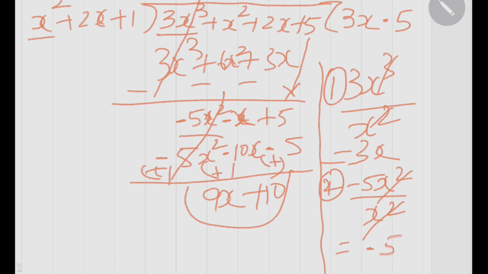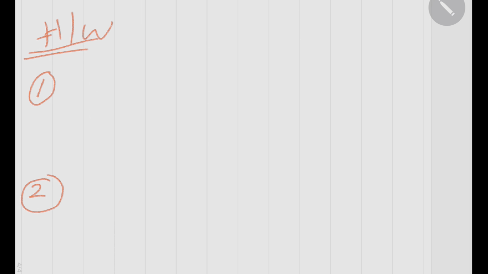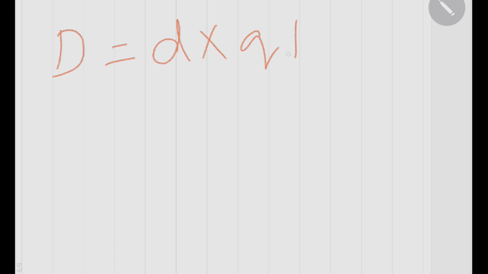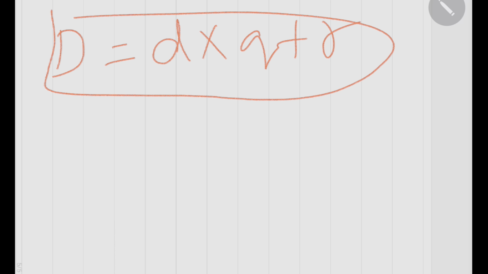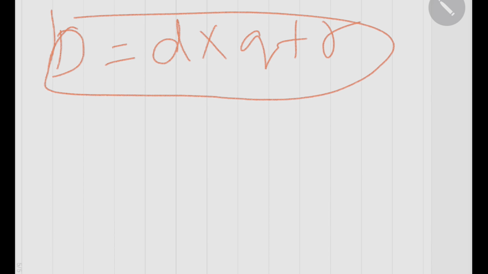Now you know division: dividend equals divisor into quotient plus remainder. So this is the dividend, capital D. This is the divisor. This is the quotient, small q. And this is the remainder R, using the division rule. If you use this rule, you multiply the divisor and the quotient, add the remainder, and you get your dividend back. So this is about dividing a polynomial by another polynomial.